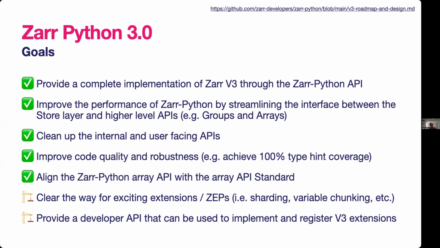We made some somewhat disruptive changes to the way the library is laid out internally, and on purpose. We did that to clean up the internal and user-facing APIs. We spent a lot of effort on code quality and robustness. An example there is that we have 100% type hint coverage, with pretty strict rules around type hints, and then we did some work to align the Zarr Python array API with the array API standard.